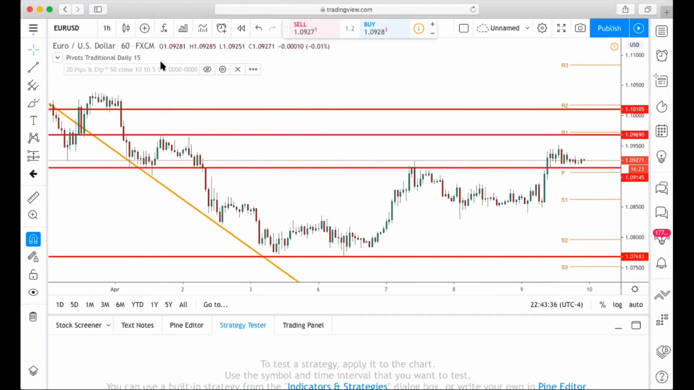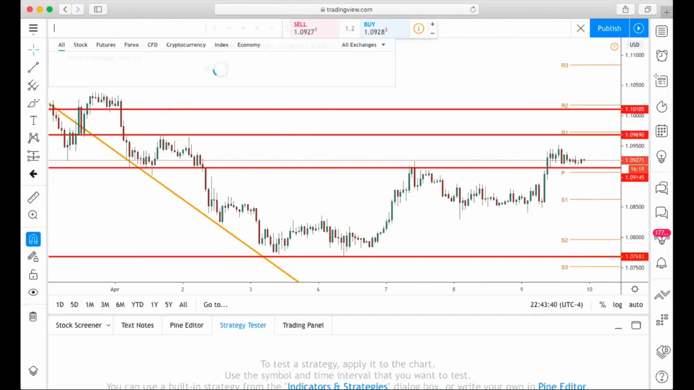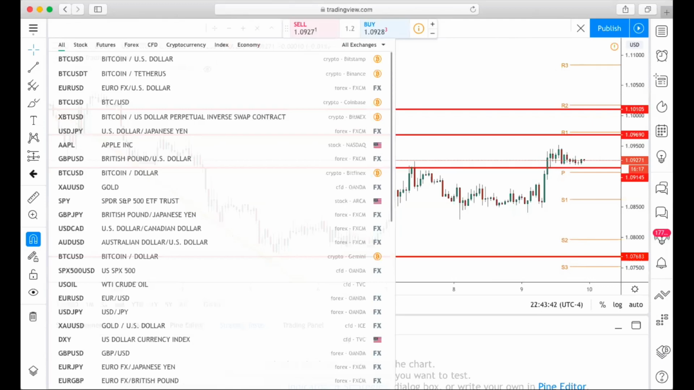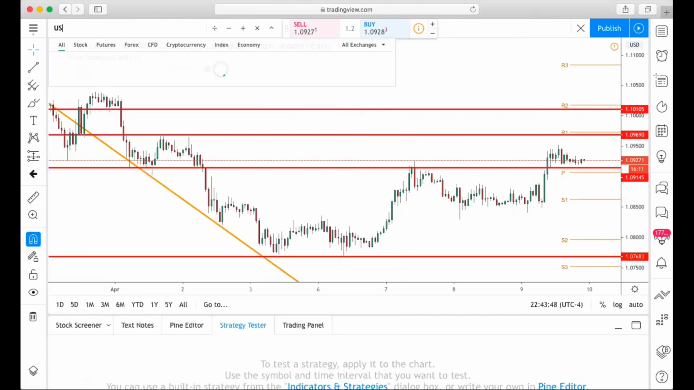Okay, so that being said, first thing I want you to know is this is where you can find your assets, all right? Any asset you want to find, you go up in this little space right here and you just type it in. So one of my other favorite pairs is USDJPY.